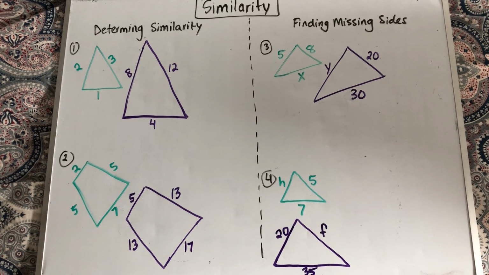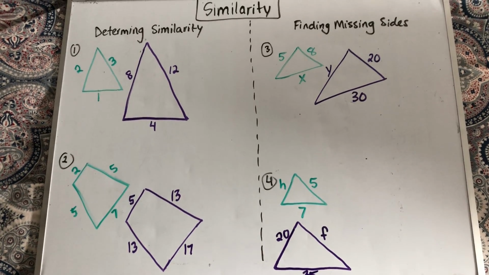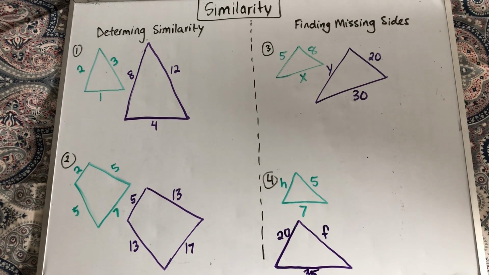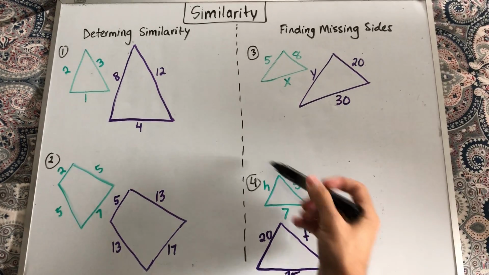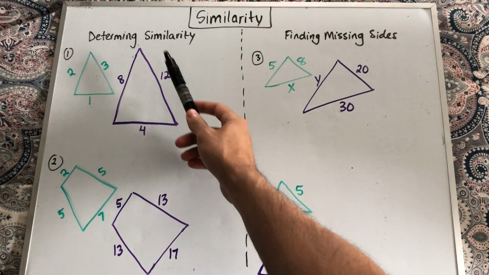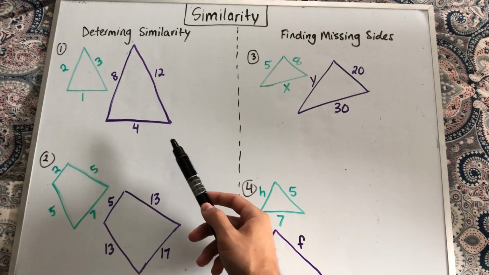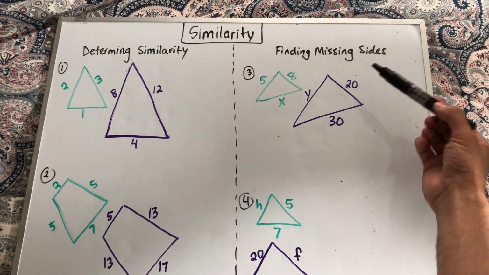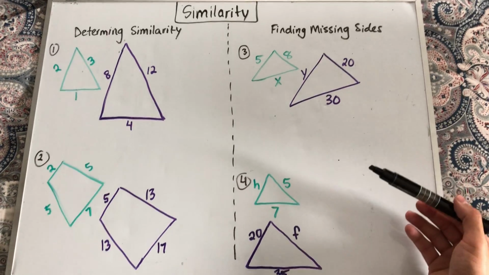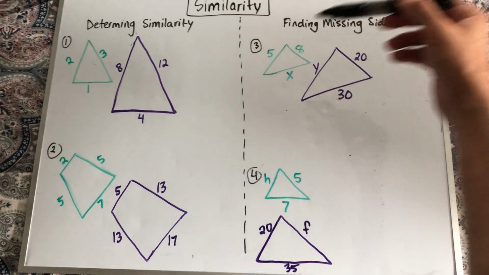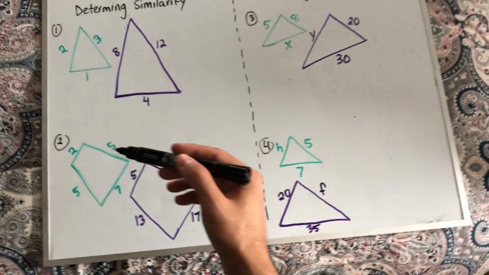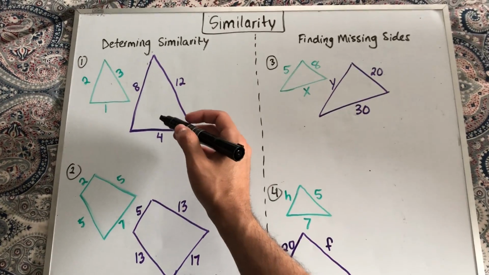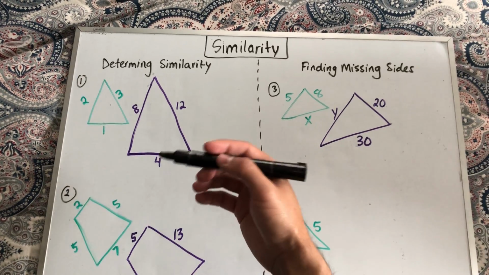Alright, so guys, this video alone will be enough to help you with your similarity assignment. There are going to be two parts to it. There's going to be determining similarity, which is the first half of your assignment, and finding missing sides for similar shapes, which is your second part. Alright, so if you already know how to do the first one, you could just skip to the second one, whatever. Let's get started. So determining similarity, you just have to find the scale factor.